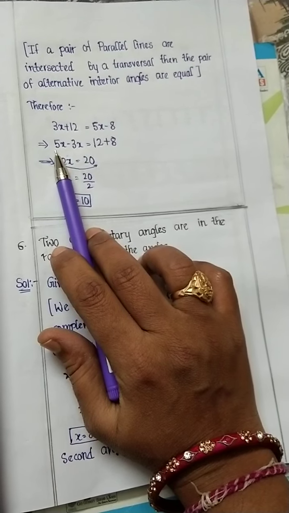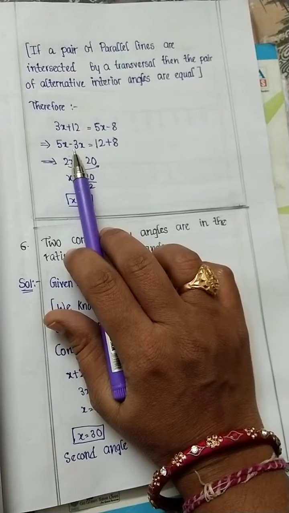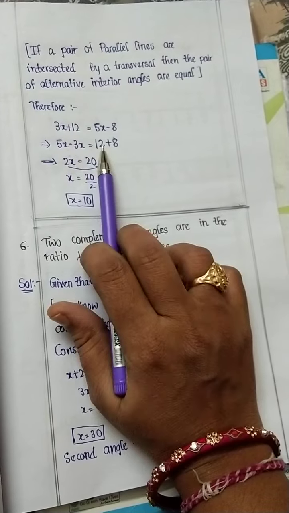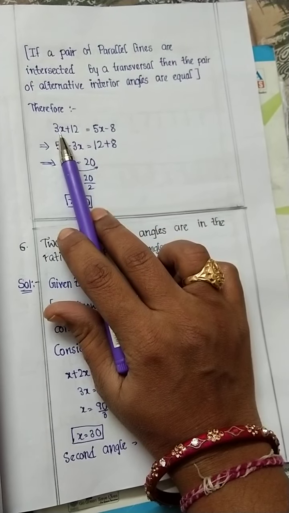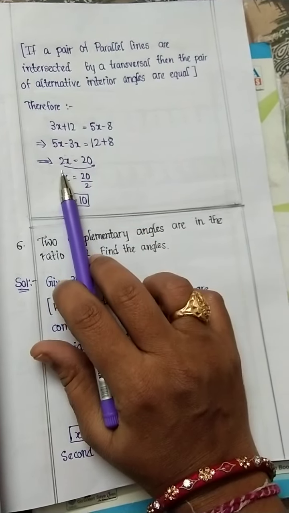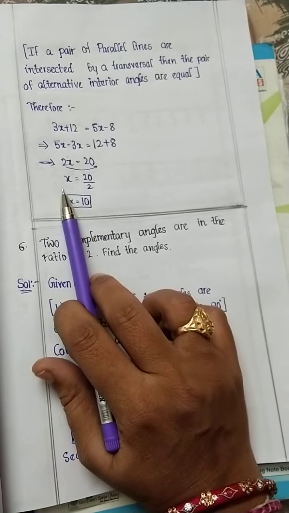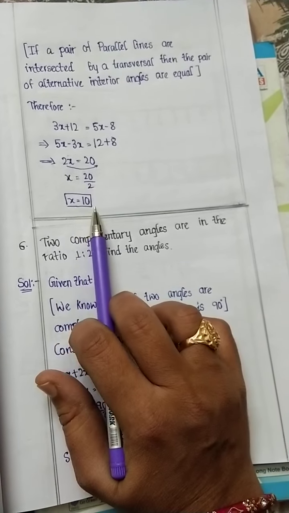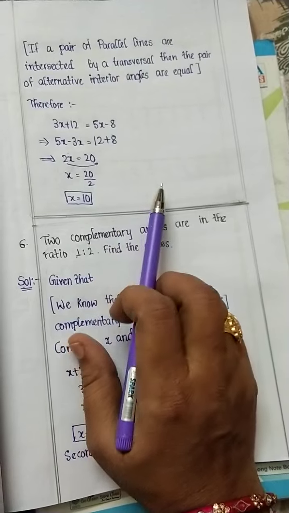So transposing plus 3x gives minus 3x on the other side, so 5x minus 3x is equal to 12. Transposing minus 8 becomes plus 8. So 2x is equal to 20. x is equal to 20 by 2. x is equal to 10. 2 ones are 2, 2 tens are 20.